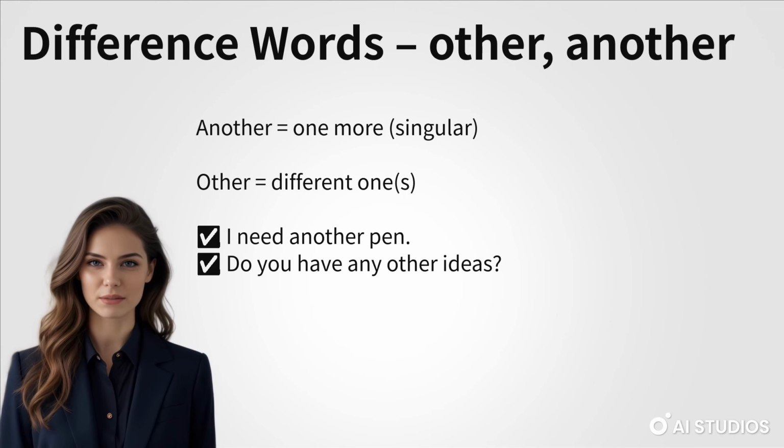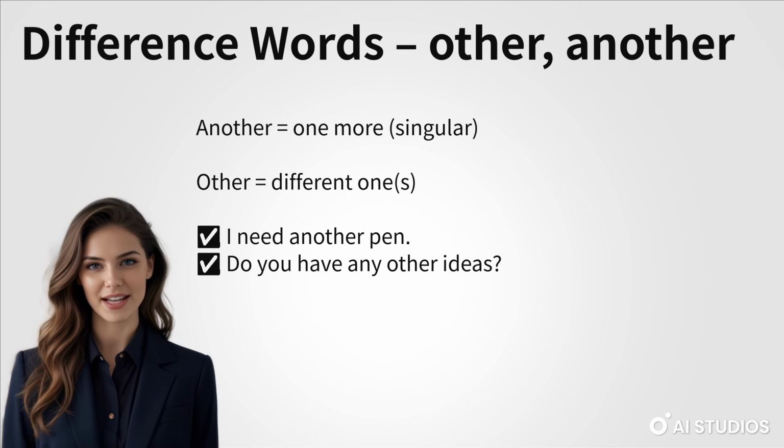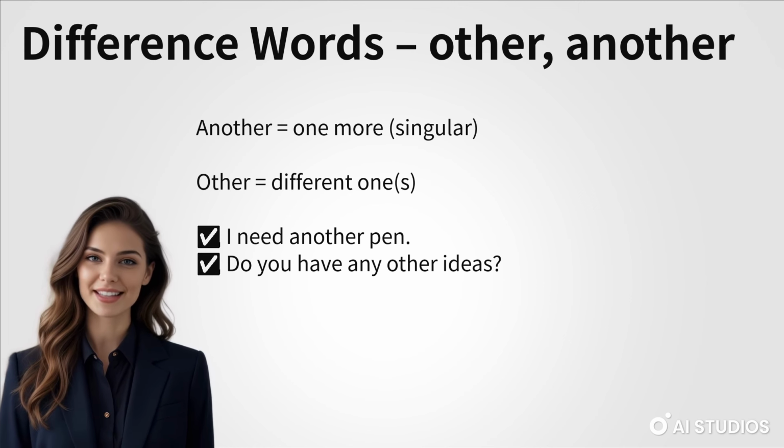These determiners talk about alternatives or additional items. Another means one more, singular. Other means different one or ones. I need another pen. Do you have any other ideas?